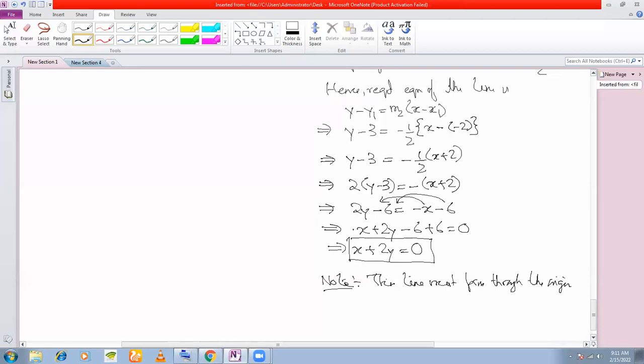I told you in the beginning, if you see in an equation, if you don't have the constant term, if it only has x and y, then it must pass through the origin. Just by looking at the equation, you say that it must pass through the origin. Okay. So now we'll proceed with the same question, but the next part.